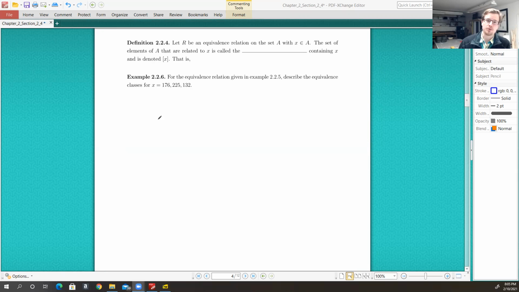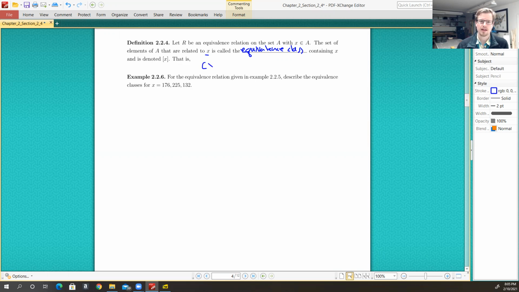So if we have an equivalence relation R on the set A, and some element X of A. So R is an equivalence relation on A, and here's some element in A. The set of elements of A that are related to X is called the equivalence class containing X. And it's denoted by X with brackets around it.